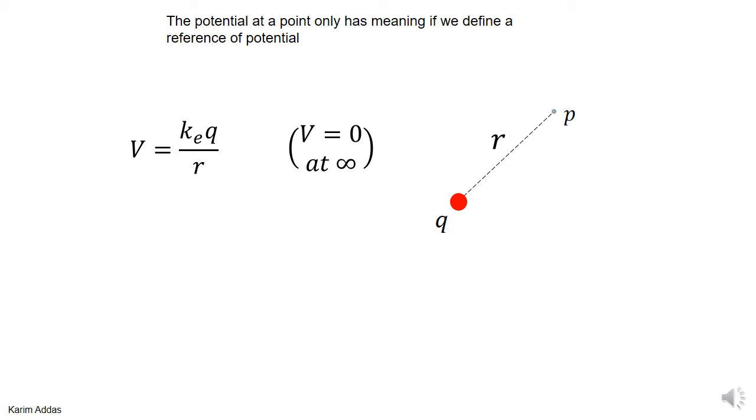So there's no such thing as potential at a point. You always have to get the potential difference between 2 points. So whenever people say the potential at a point is kq over r, actually what they mean is that the potential at the point minus the potential at infinity is kq over r, and the potential at infinity is taken to be 0.